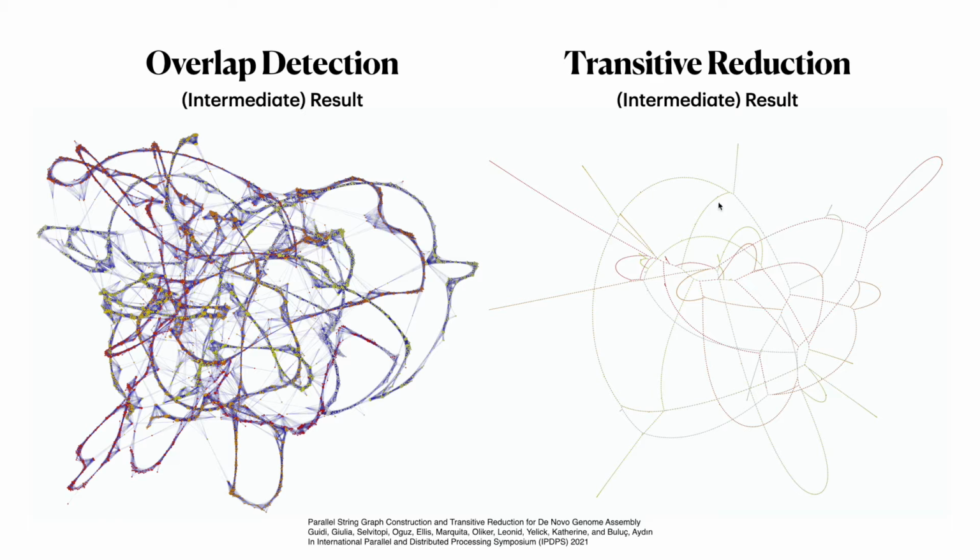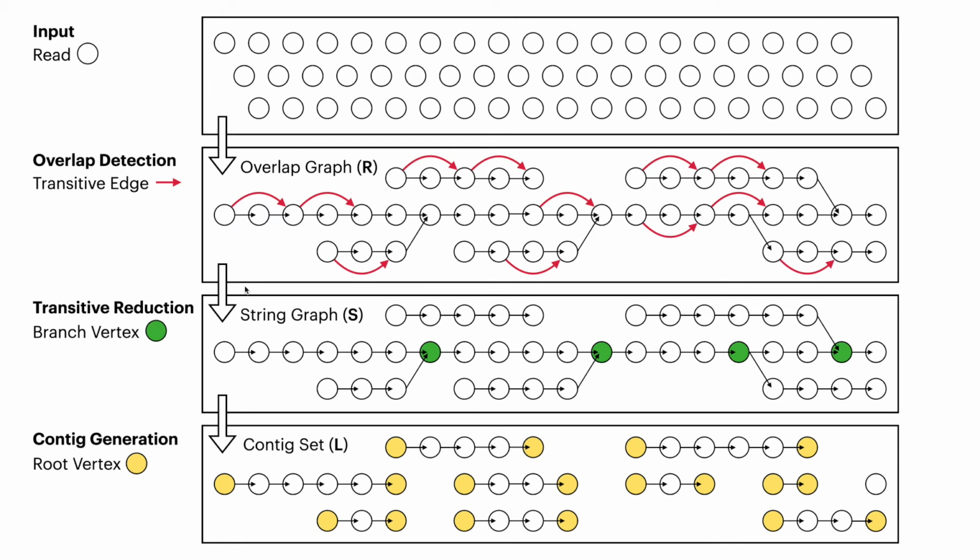And you can see here our string graph is now ready to be parsed, to have its contigs be generated. So our software is called ELBA, which stands for Extreme Scale Long Read Berkeley Assembler. And these are the phases of ELBA. We start with an overlap detection phase where all edges between the reads that need to be there are added to the graph. And then the overlap graph is transitively reduced into the string graph, where we only keep those edges that are strictly necessary.